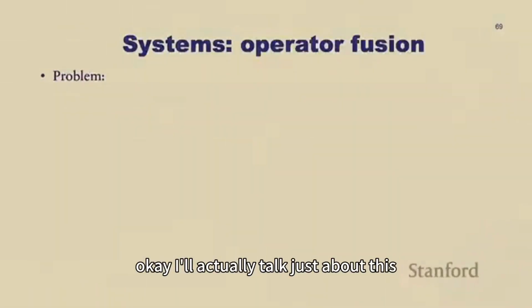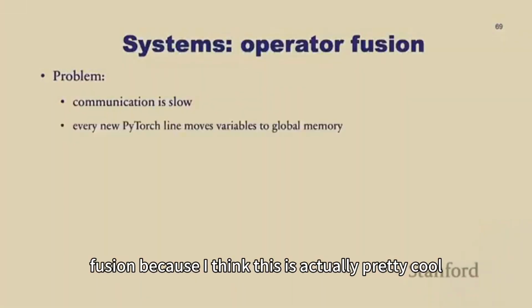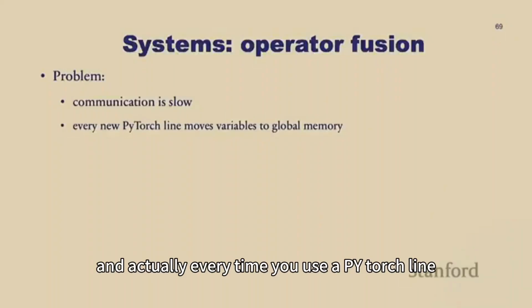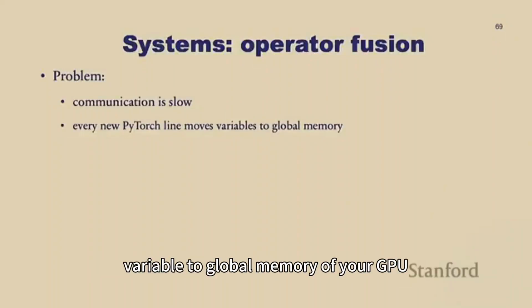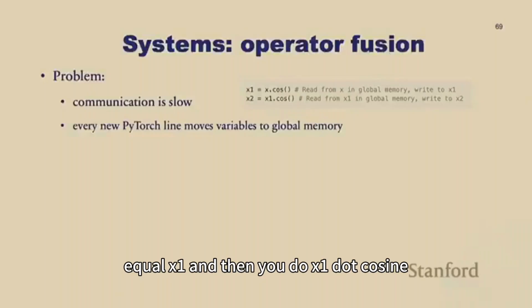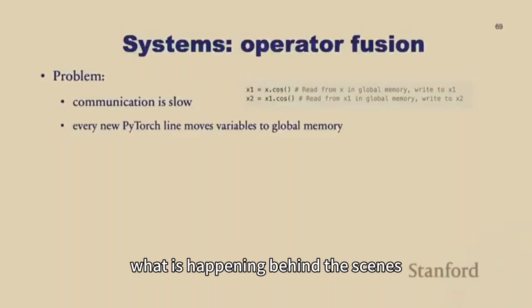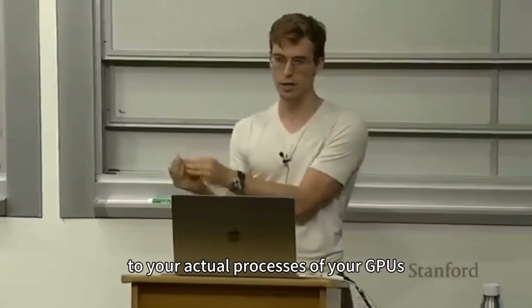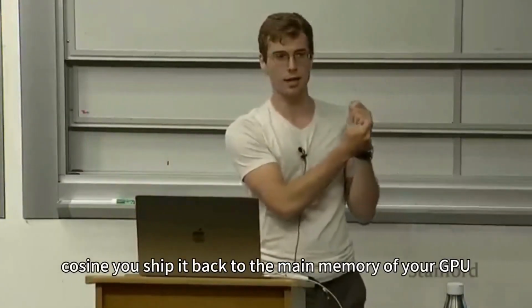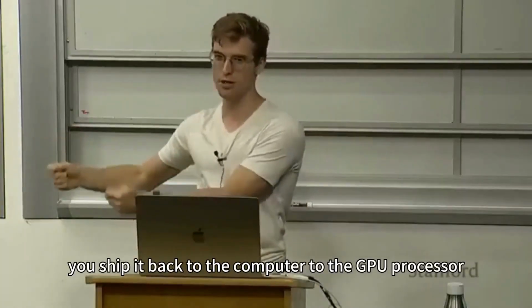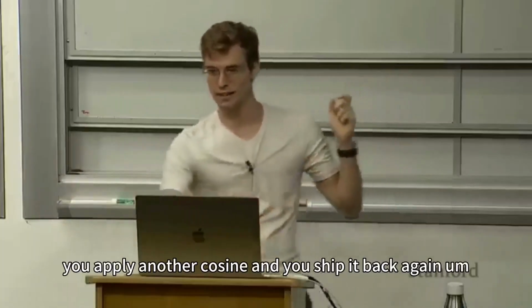Okay, I'll actually talk just about this and then I'll skip all the rest. Operator fusion, because I think this is actually pretty cool. As I just said, communication is very slow. And actually, every time you use a PyTorch line, it basically moves variables to the global memory of your GPU. So when you have something like x1 = x.cosine() and then x1.cosine(), what is happening behind the scenes is that you take the x, which is data, you ship it to the actual processors of your GPU, you apply the cosine, you ship it back to the main memory of your GPU, and then you see the next cosine, you ship it back to the GPU processor, you apply another cosine, and you ship it back again.